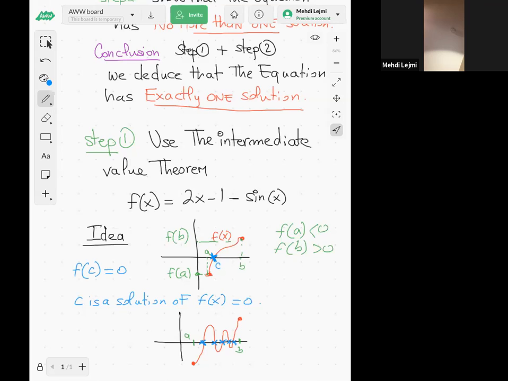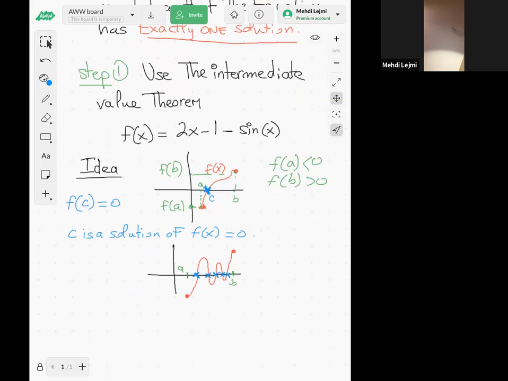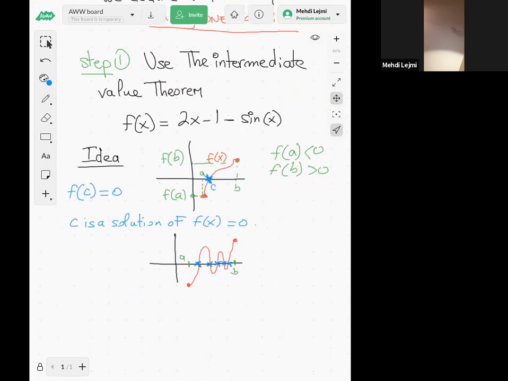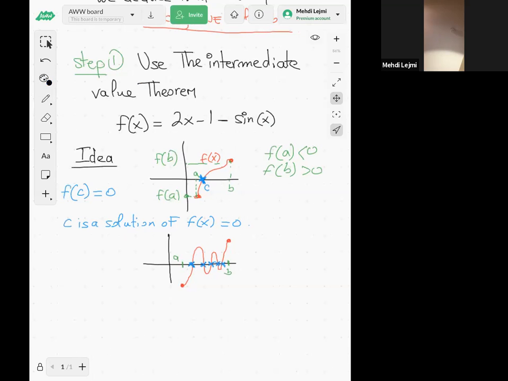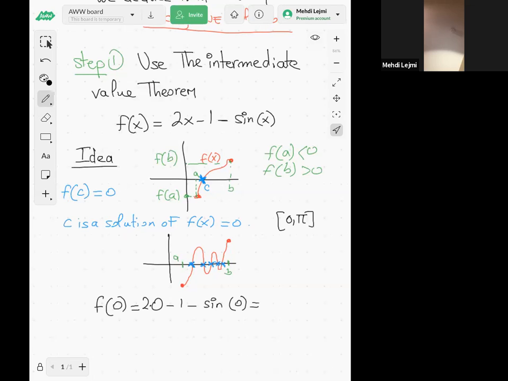Right? So here in this case, I have this f of x, this equation 2x minus 1 minus sine of x equal to 0. The interval is 0 to pi, right? So if you do f of 0, that will be 2 times 0 minus 1 minus sine of 0. Sine of the angle 0, of course, is 0. 2 times 0 is 0, so that will be negative 1. So you see f of 0 is negative 1.